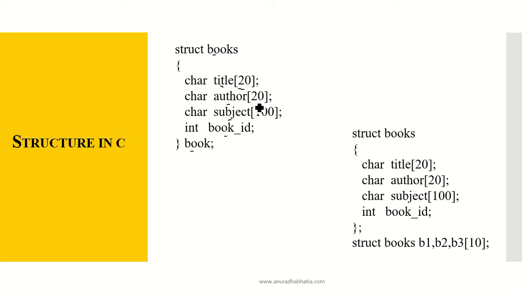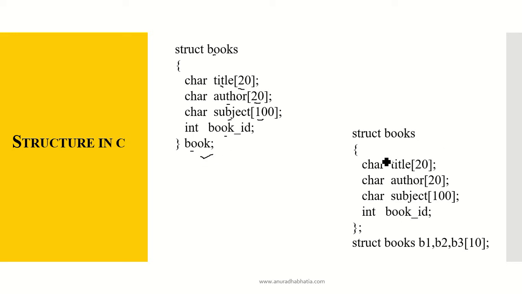char author[20], so again 20 bytes. char subject[100], this is 100 bytes. And int book_id; an integer takes 2 bytes. So 100 plus 20 plus 20 is 140, plus 2 is 142. So in total this structure takes 142 bytes in memory. This is one way of representing my structure.